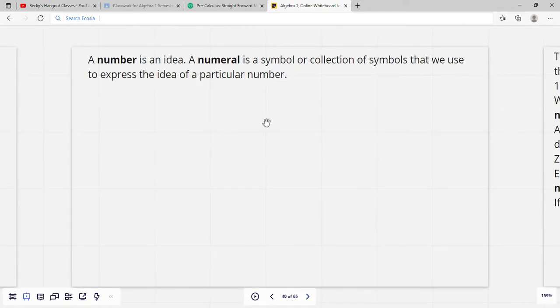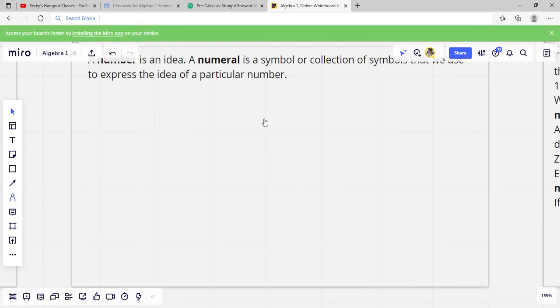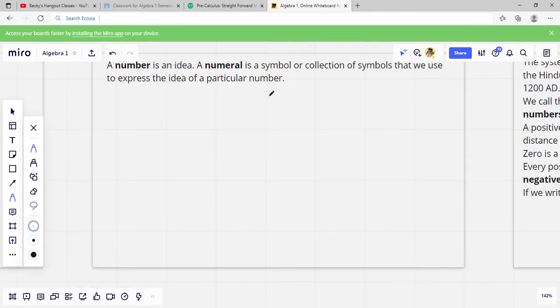Alright, so first of all, we'll get some basic ideas here, some terms, some definitions. A number is an idea. A numeral is a symbol or collection of symbols that we use to express the idea of a particular number. So remember, a number is just an idea, okay?